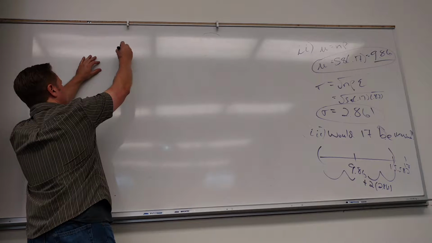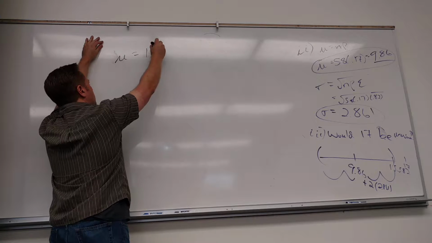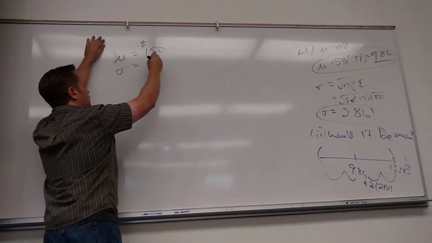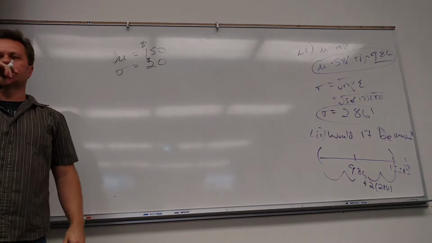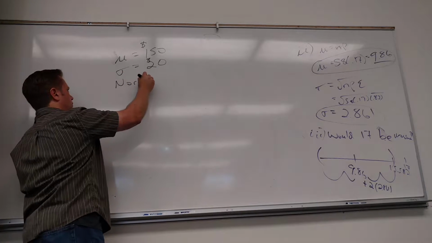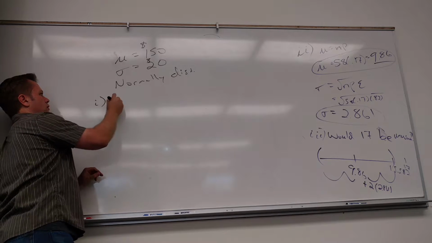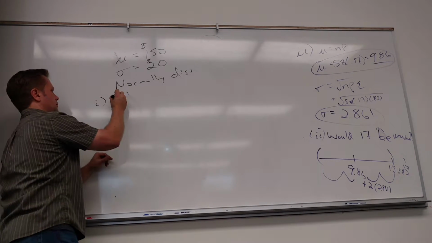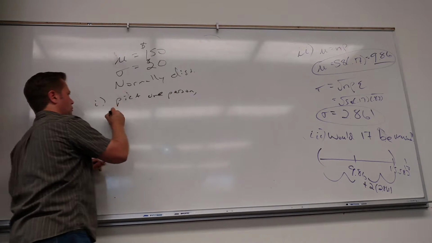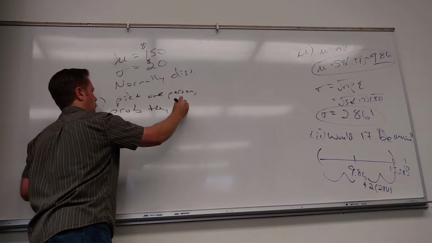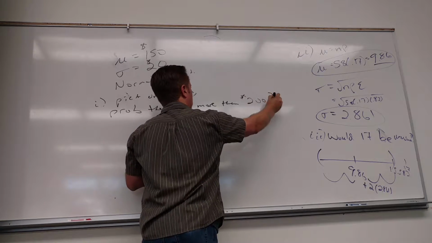So what do I mean? I mean, let's say that the average winning was $150 with a standard deviation of $20. And I know it's normally distributed. So what's the probability, let me put it in English, if I pick one person, what's the probability they won more than $200?